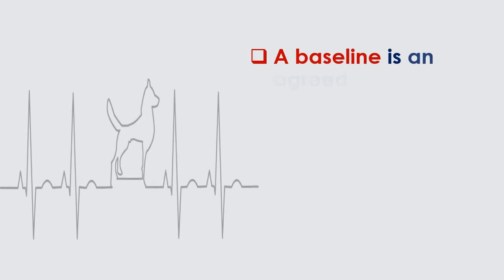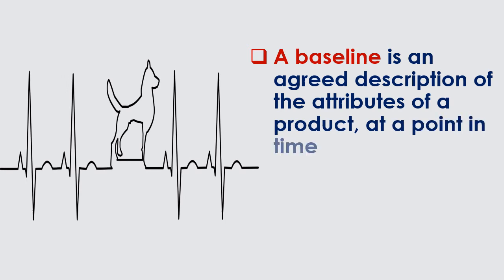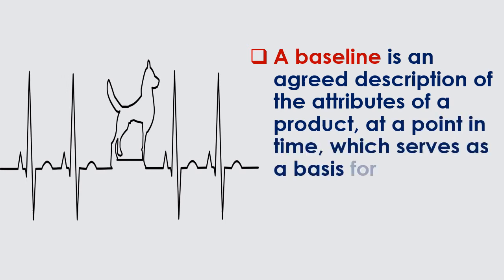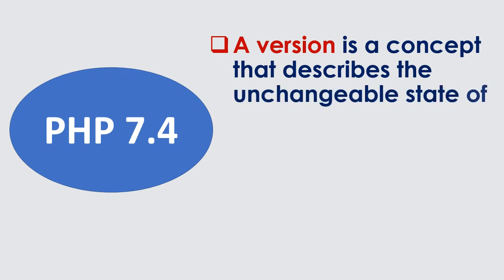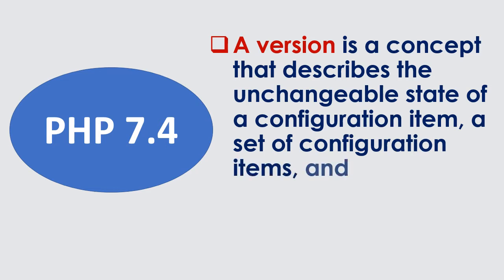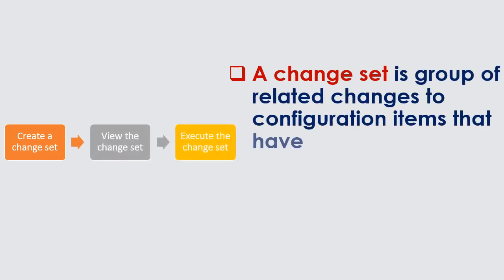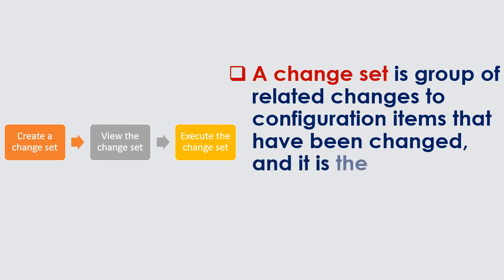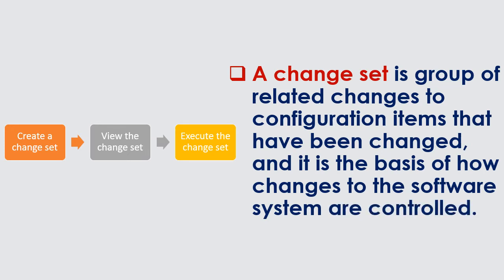A baseline is an agreed description of the attributes of a product at a point in time, which serves as a basis for defining change. A version is a concept that describes the unchangeable state of a configuration item, a set of configuration items, and a baseline. A change set is a group of related changes to configuration items, and it is the basis of how changes to the software systems are controlled.